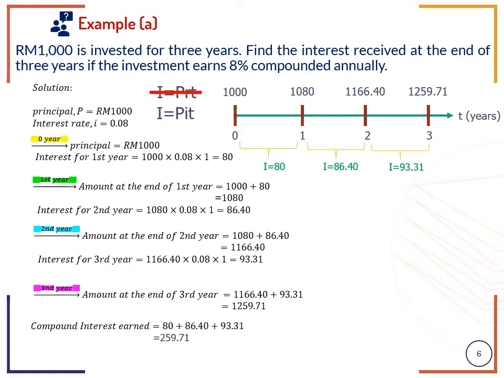Therefore, interest received at the end of 3 years is equal to 80 ringgit plus 86 ringgit 40 cent plus 93 ringgit 31 cent, which is equal to 259 ringgit 71 cent.